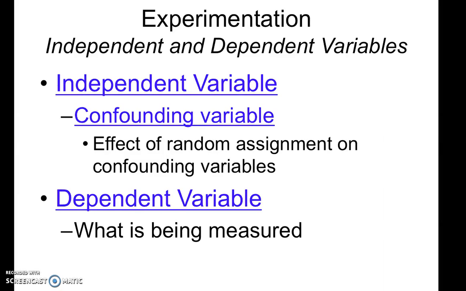Also, remember that confounding variables are things that can interfere with the experiment. So when you do random assignment, the purpose of that is to control the effect of those different variables or those other factors which could interfere with the study.